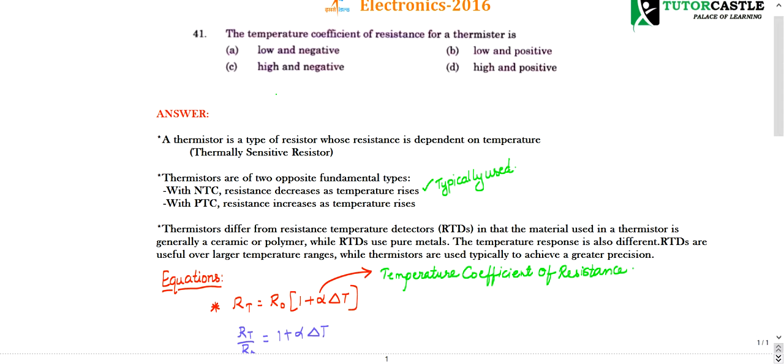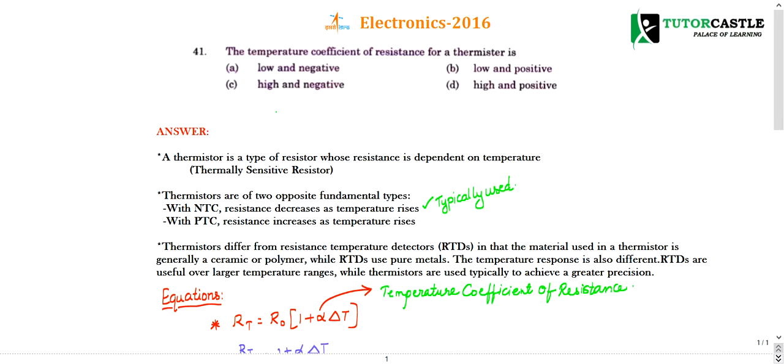Question number 41. The temperature coefficient of resistance for a thermistor is: low and negative, low and positive, high and negative, or high and positive. This question is a concept based question, simple and straightforward. Let us see what a thermistor is and how its temperature coefficient varies.